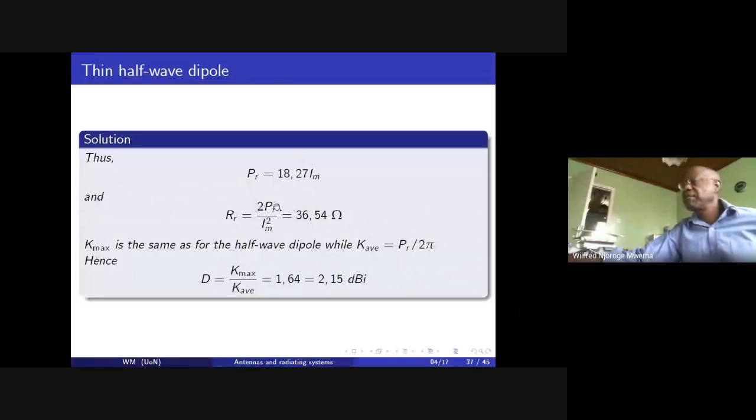The radiation resistance will be half the original one, because now we have 2 PR over Im squared, which is just 36.54. And the K max will be the same as for the half-wave dipole, while the K average is going to be given by PR over 2 pi. Since the solid angle we are dealing with is only 2 pi, half the spherical solid angle, we have a directivity of 1.64, which is exactly the same as that for the full dipole itself in terms of directivity.